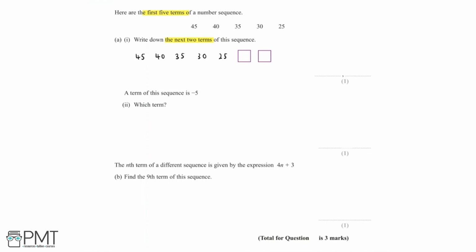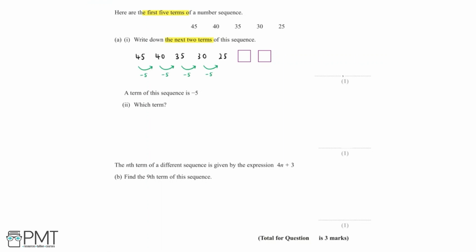Now let's see if we can find any pattern between each number. To get from 45 to 40, we take away 5. To get from 40 to 35, we take away 5. To get from 35 to 30, we take away 5. And to get from 30 to 25, we take away 5. And so we can see that to get to the next term in the sequence, we have to take away 5 from the term before it.